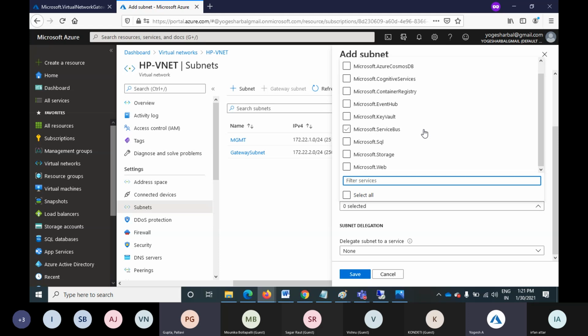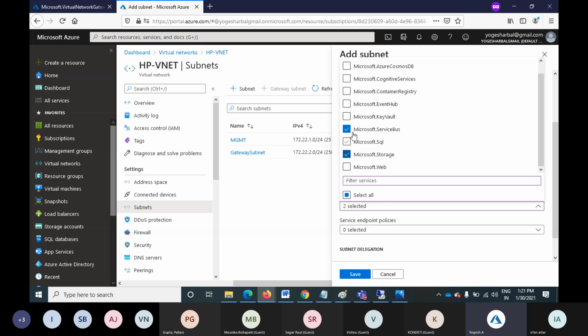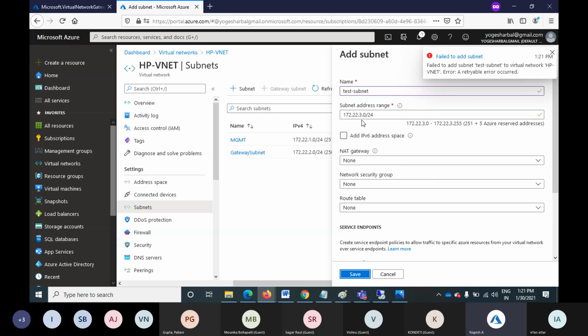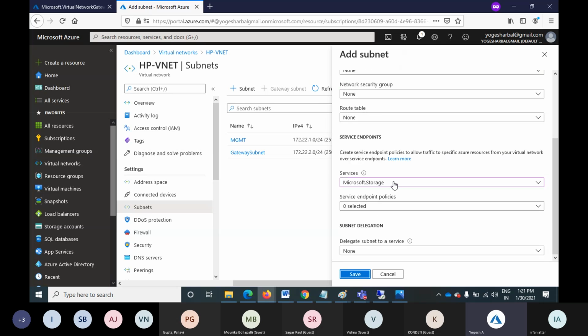So I can give here one more example. Let's take an example. As an endpoint, I'm going to select a storage account. See, currently we do not have any storage account, but I have selected the storage account option here. Test subnet 172.22.3.0/24. There is no storage account, that's why it is showing a warning.